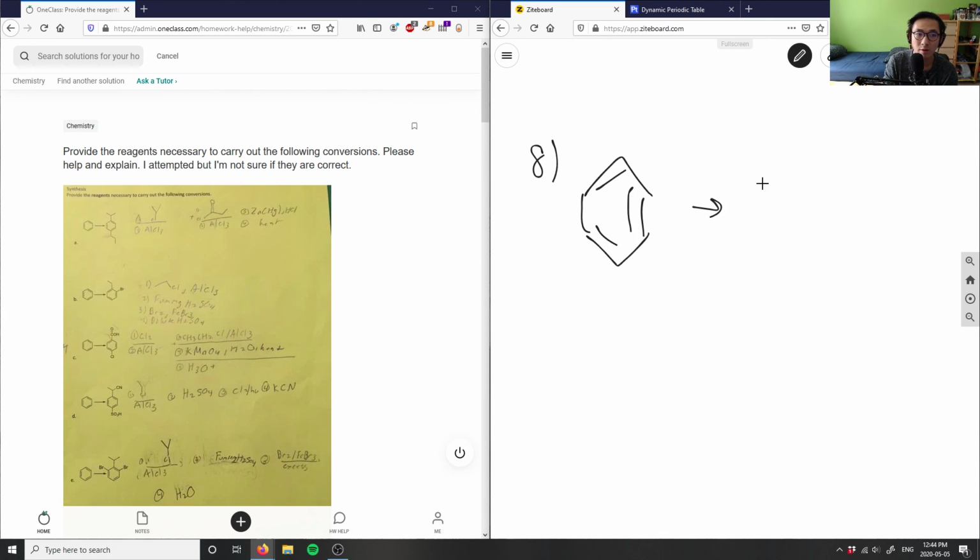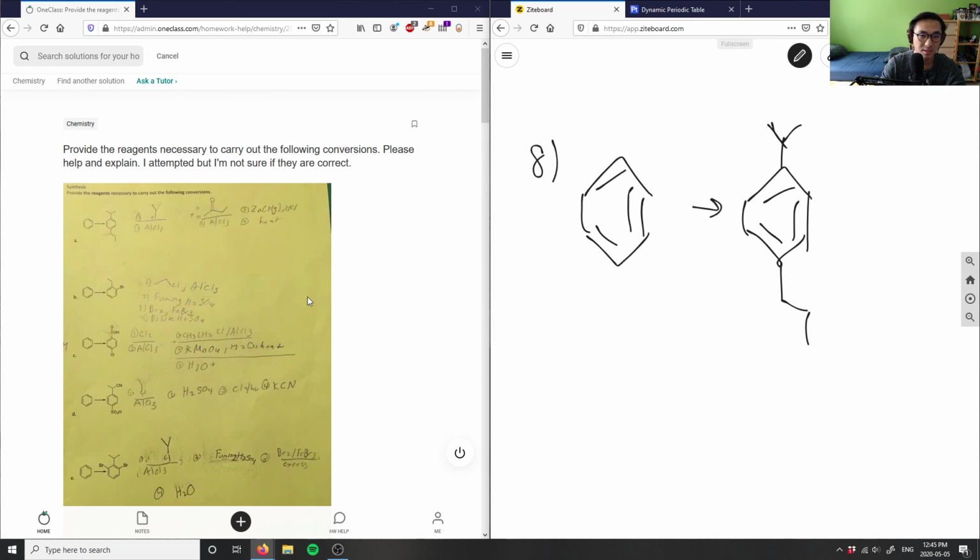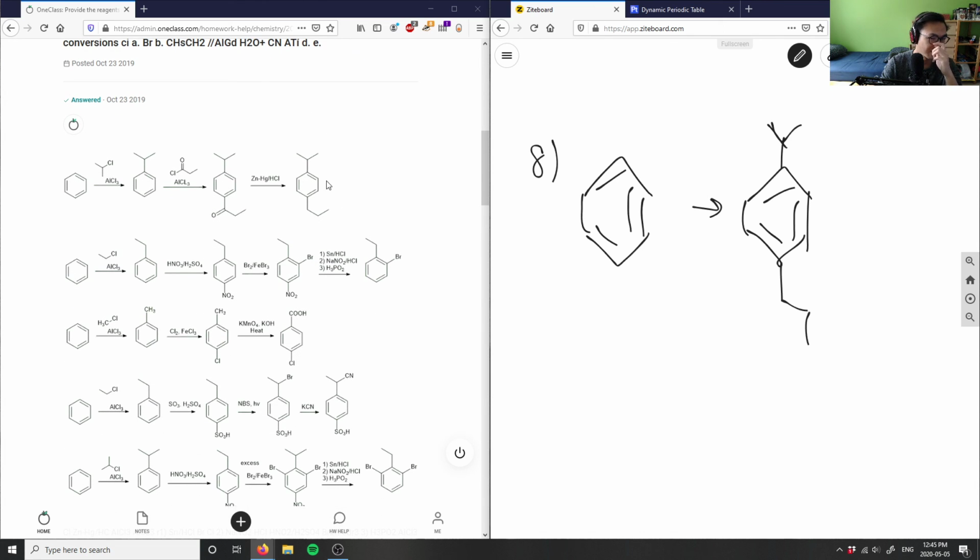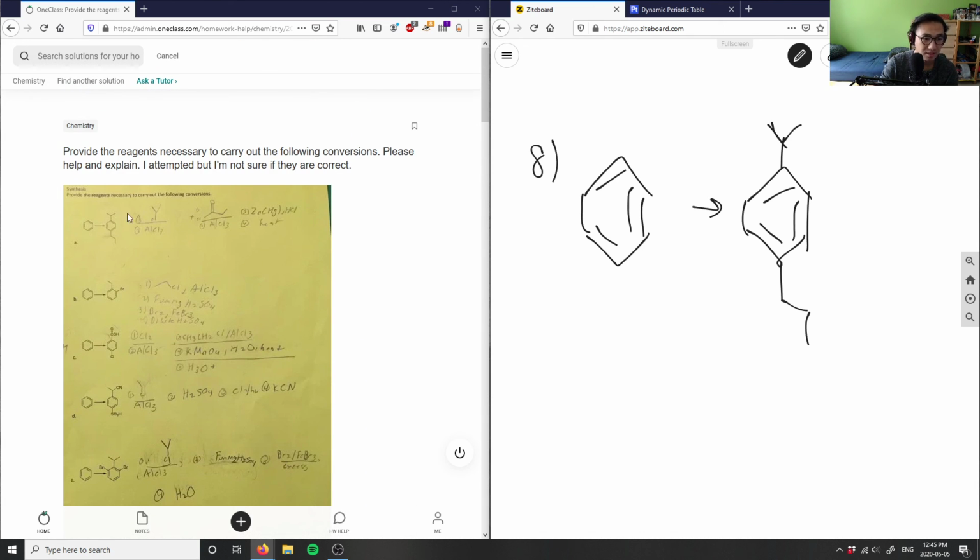This is my benzene group, and I want it to become a benzene group with an isopropyl on carbon 1, and then a propyl group here. So this here is good. They're using a Friedel-Crafts alkylation to get my isopropyl group here, and then a Friedel-Crafts acylation to get my second group. I don't know if it actually bonds para to the benzene, so I'm going to look at the solution here, and as you can see, it's all benzene. Oh, so these are all reactions with benzene.